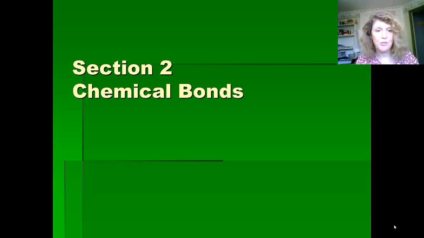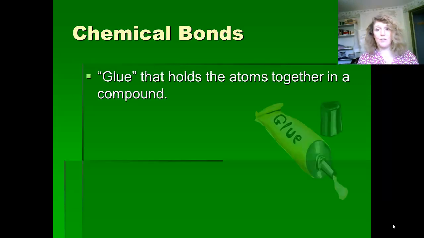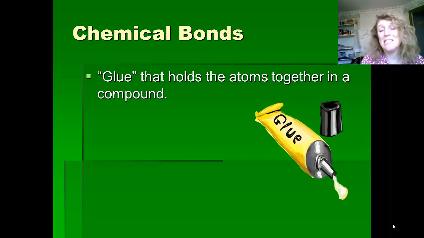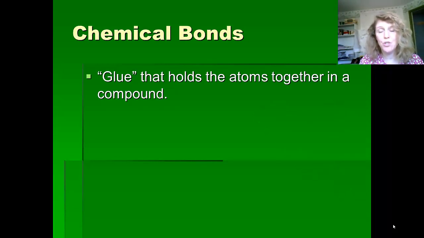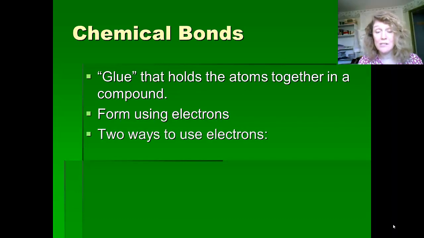And welcome to Chapter 6, Section 2, Chemical Bonds. Chemical bonds are the glue that holds the atoms together in a compound. So when you've got a compound with two or more atoms in it, it's how they bond that we're talking about in this section. And the bonds form using electrons. There are two ways to do this, and this whole section is just about the two ways.